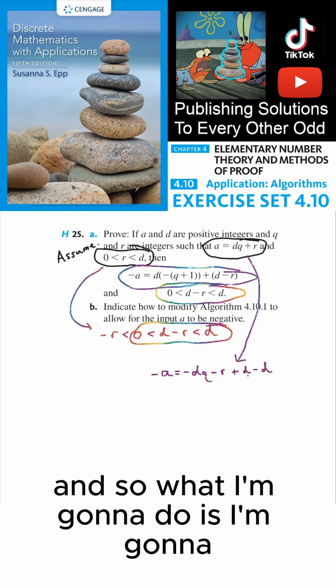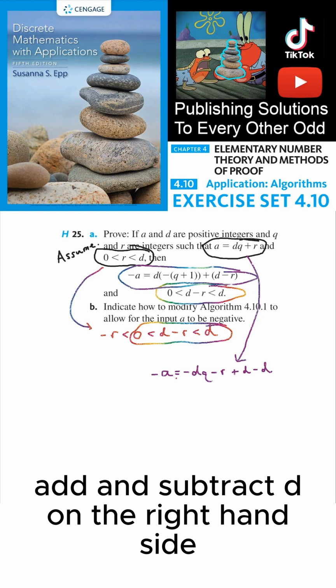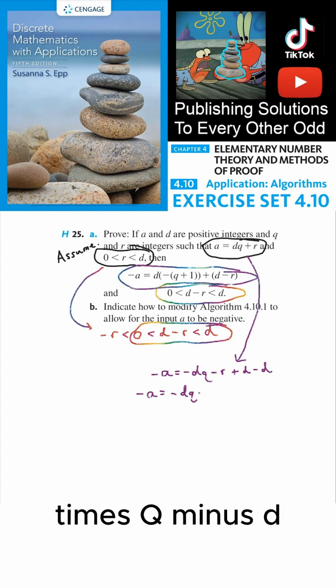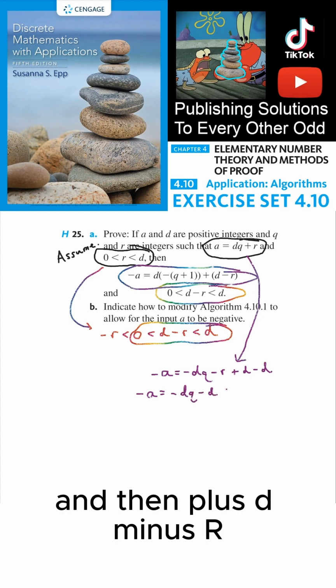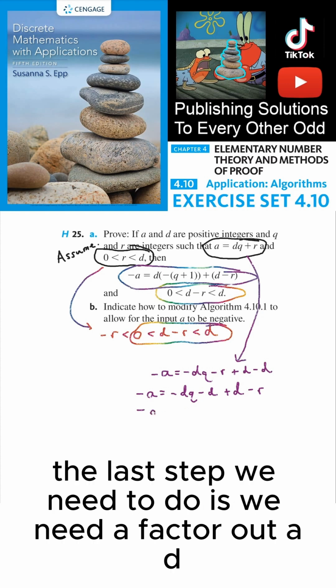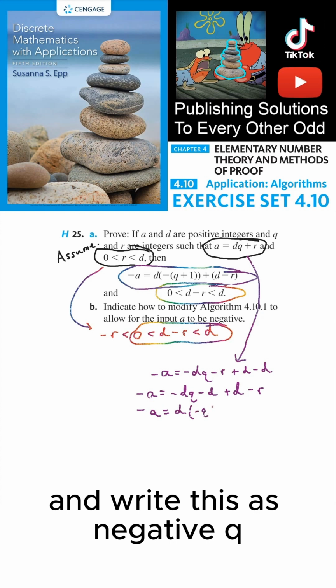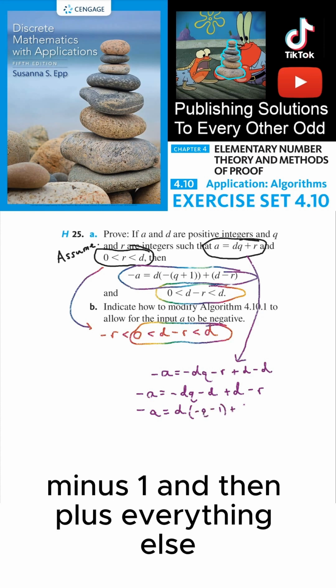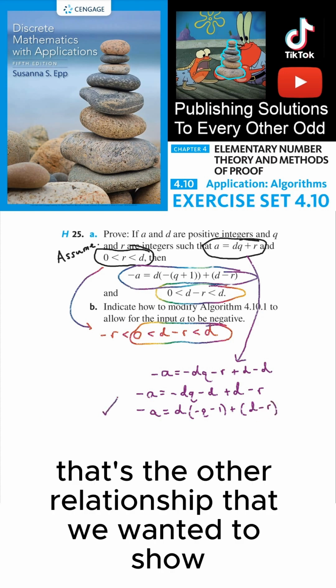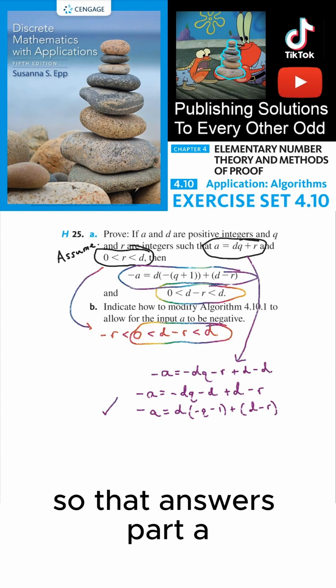We need this term, for example, to be d minus r. And so what I'm going to do is add and subtract d on the right-hand side and rewrite this as negative a equals negative d times q minus d, and then plus d minus r. So here I just reordered the terms on the right-hand side. The last step we need to do is factor out a d and write this as negative q minus 1, and then plus everything else, which is d minus r. And that's the other relationship that we wanted to show. So that answers part A.